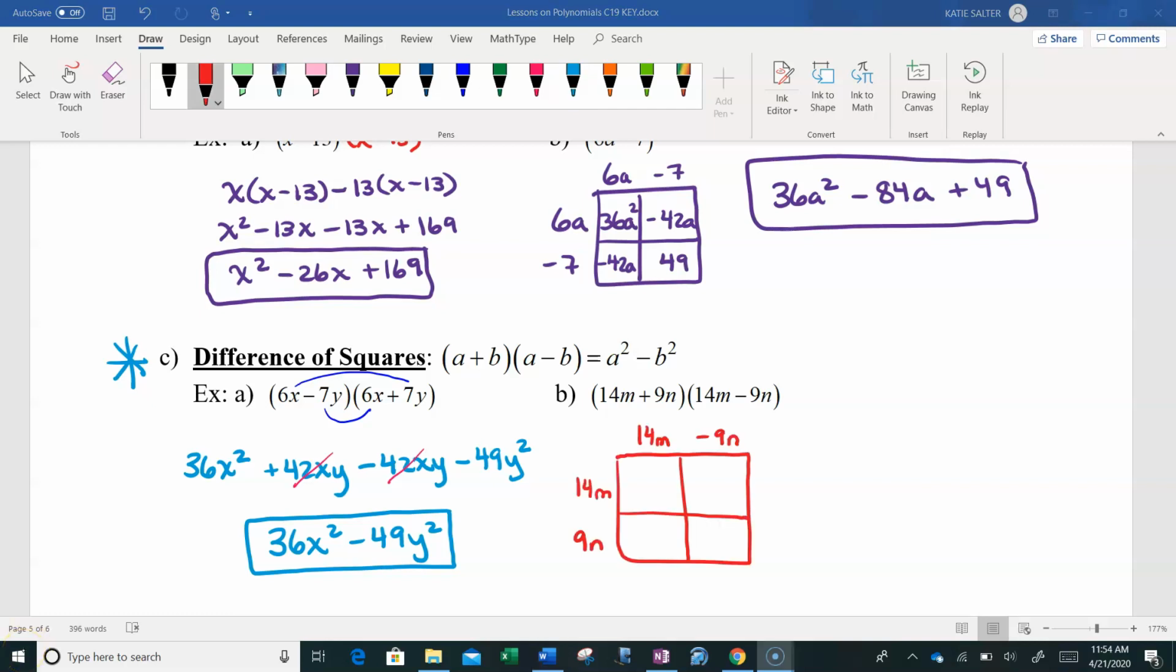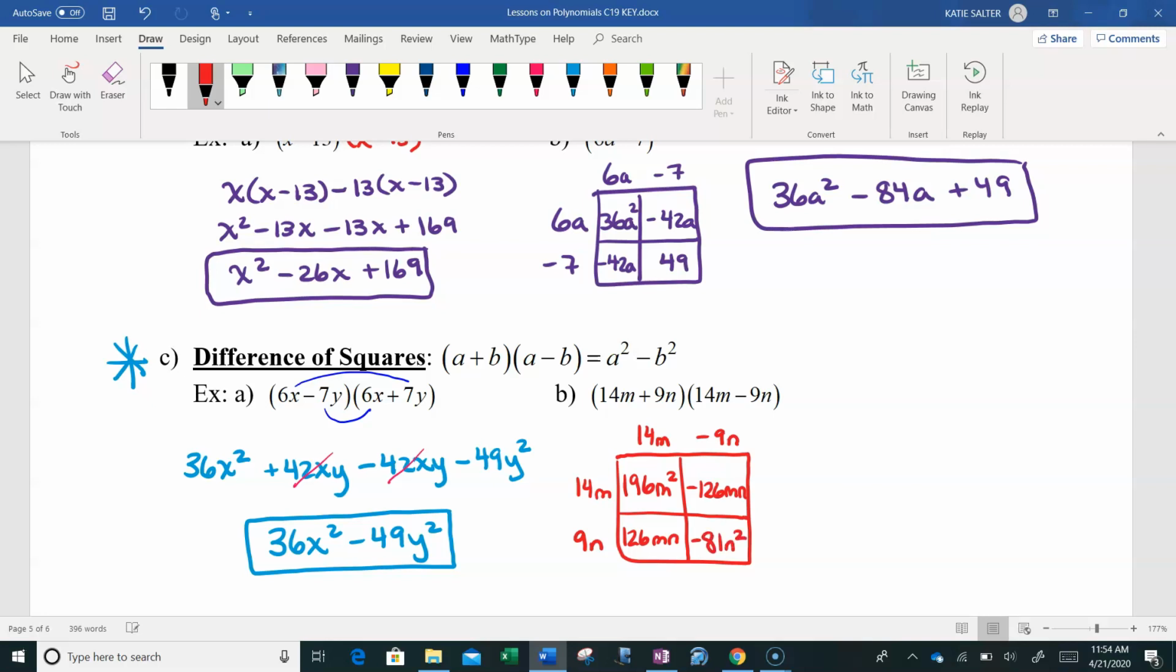All right, so using the box method this time, 14m times 14m is 196m squared. Positive 14m times negative 9n, 14 times negative 9 is negative 126, and then m times n is mn. Positive 9n times positive 14m is going to be positive 126mn. And then right here in our last little corner, positive 9n times negative 9n is going to be negative 81n squared.